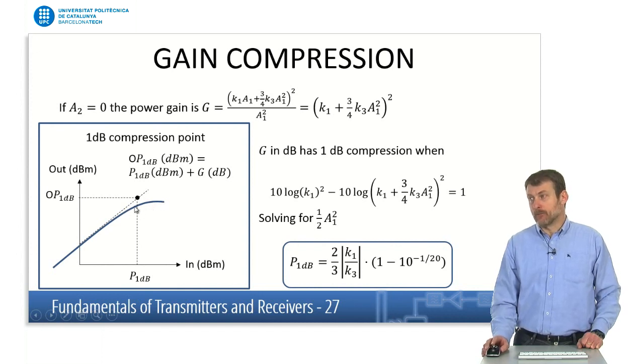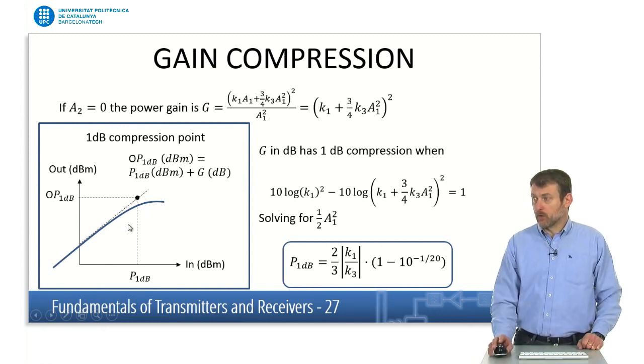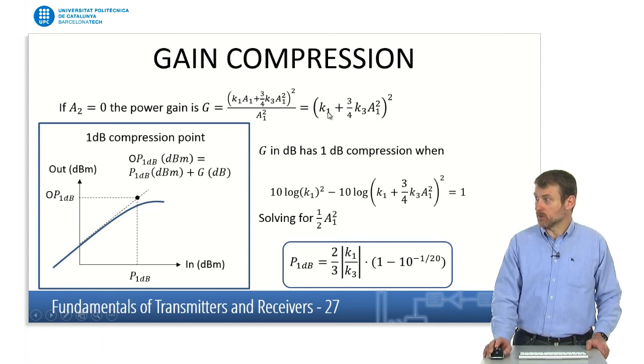And the point where the real curve and this straight line differ by 1 dB is called the 1 dB compression point. And normally people distinguish between 1 dB compression point at the output and 1 dB compression point at the input. We can derive the condition. If we know these nonlinear coefficients, we can derive the point where this 1 dB compression occurs.